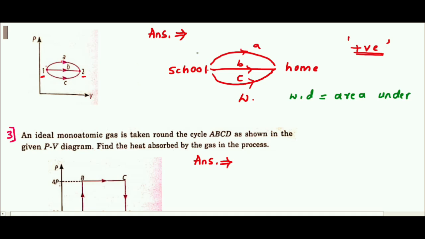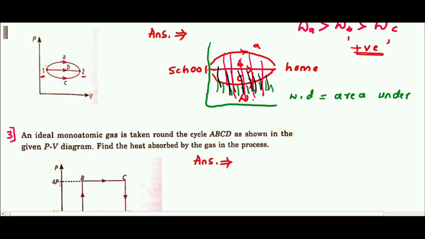So what is the PV curve here? This will be the PV curve, right? So what is the work done here? For C, only this much work is done. For B, only this much work is done, right? But for A, the work done is this much. So hence we can say that work done is maximum in A as compared to B and C. So the work done in A is maximum. Okay, I hope the second question is clear for everyone.